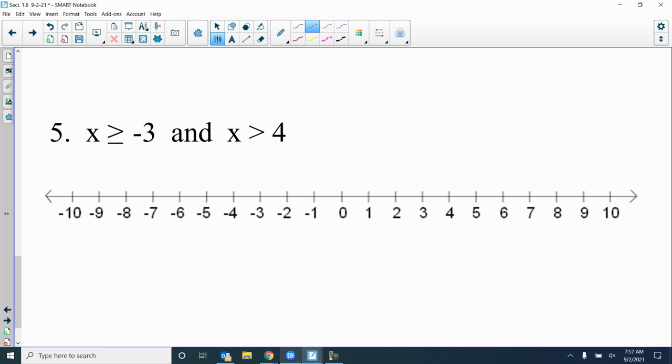All right. I want you to put that one down. Think about it. If you know what it is, graph the final answer. If you're not sure, then just wait. You've got x is greater than or equal to -3 and x is greater than 4.